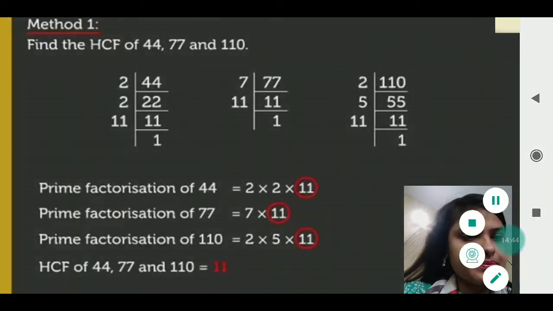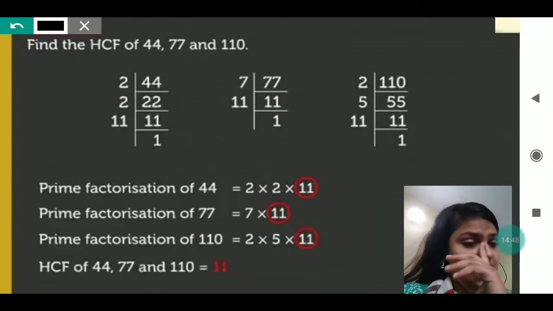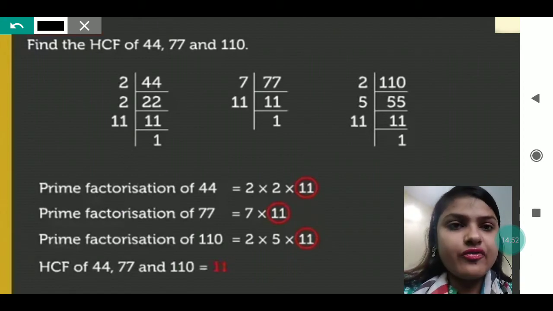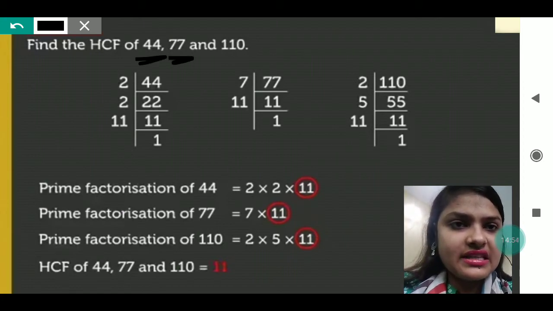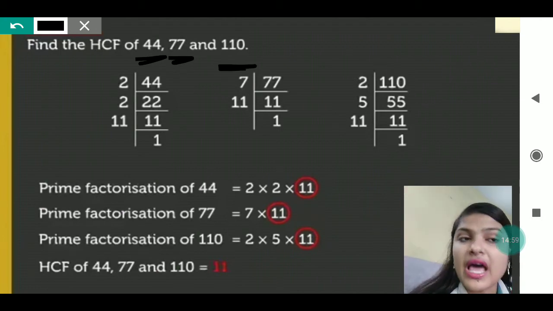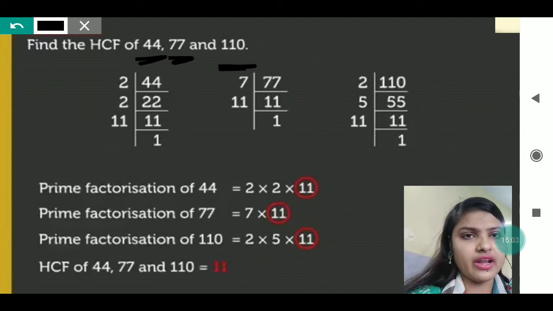Now just see. In this you have to find the factor of 3 numbers. Earlier I took 2 numbers, here I have taken 3 numbers, like 44, 77 and 110. These 3 numbers I have taken. We have to find the highest common factor of the given numbers by prime factorization.